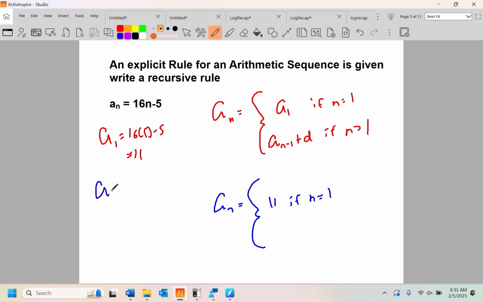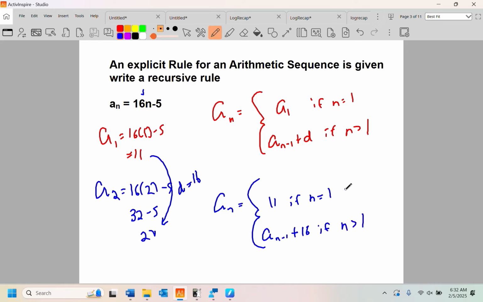I know what the common difference is by looking at this, but I have more experience than y'all. I'm going to find the next term by plugging in a 2. And then we get a 27. The difference is 16. See it right there? There's your difference. So I'm going to be the previous term, a sub n minus 1, add 16 if n is greater than 1. That's all you do. These aren't too bad.